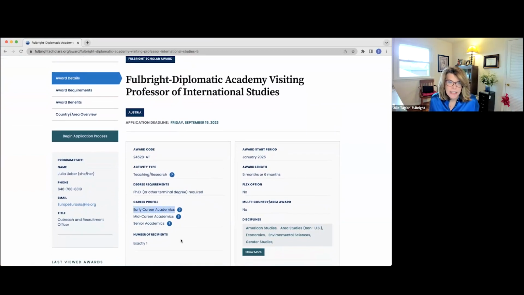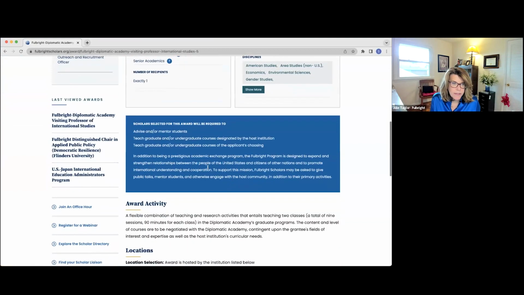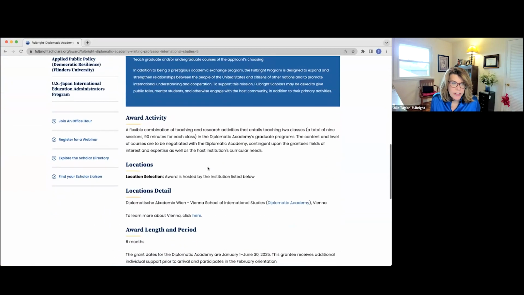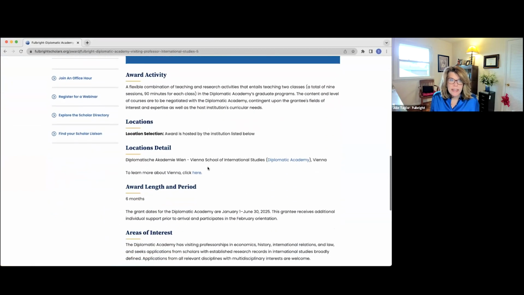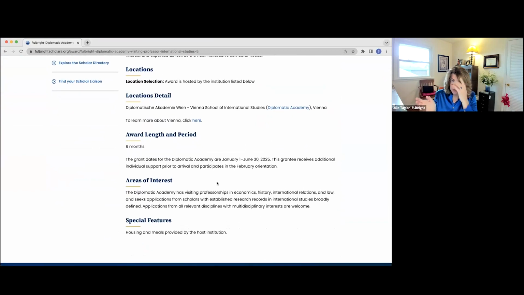And if you scroll down, a lot of these are only open for a semester. They typically start in January. Go down, please. And so it is a combination of teaching and research. Some of them allow you to choose between teaching and research. So that's something to also keep in mind.